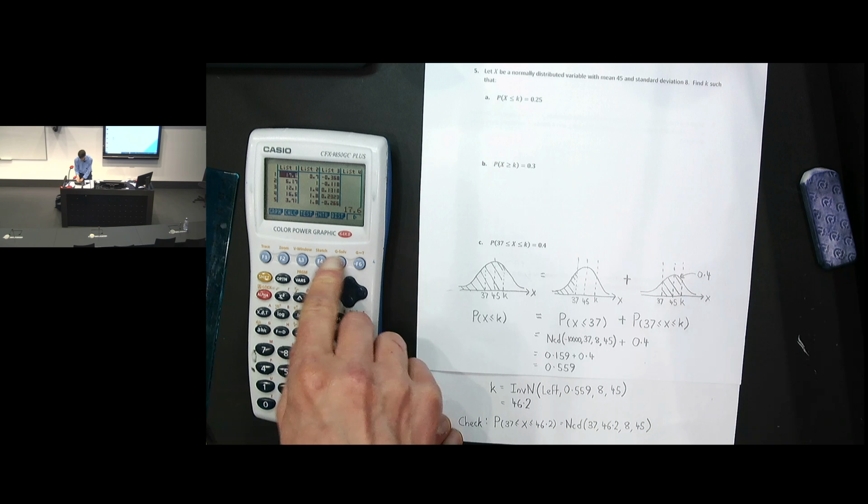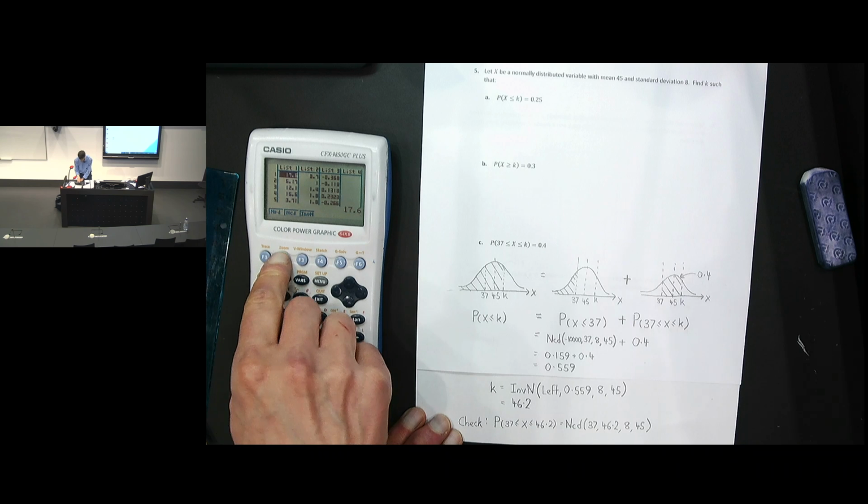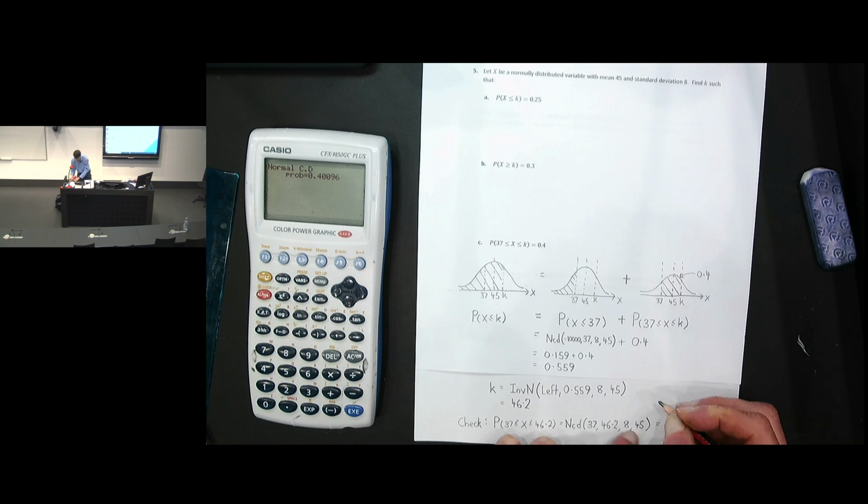So we need to go into dist again, norm, and NCD. Our lower is going to be 37, upper is 46.2, our standard deviation is 8, and the mean is 45. And luckily, it just happens to give us 0.4. So that's correct. So I can be pretty confident that this k is correct as well, and that that's going to be the answer.